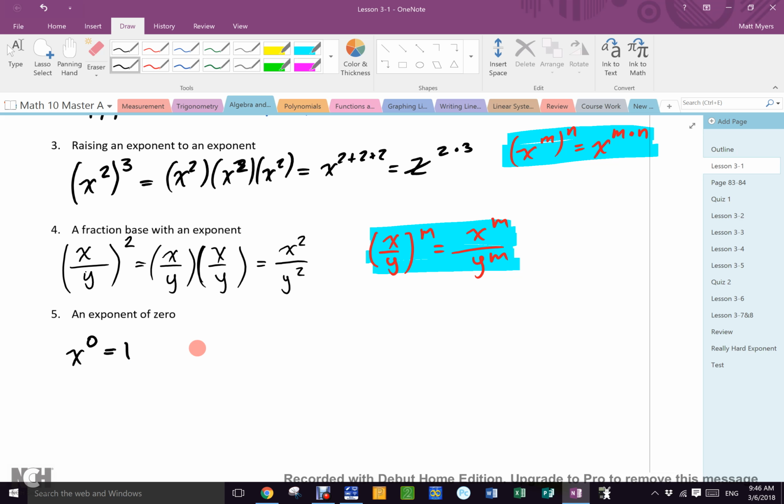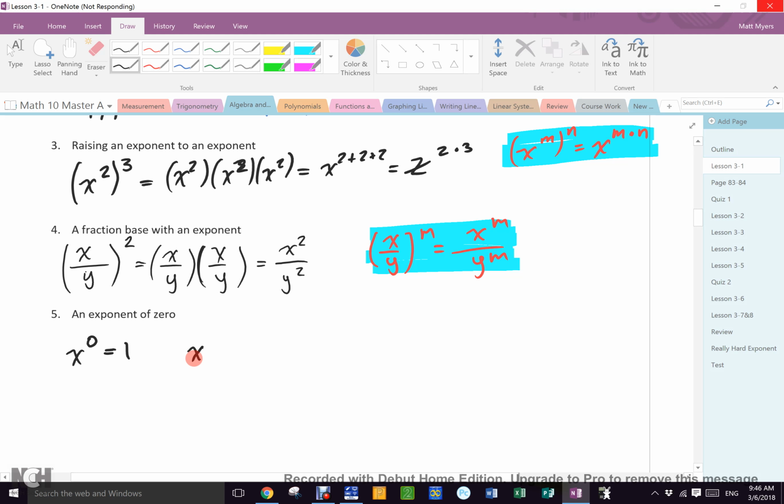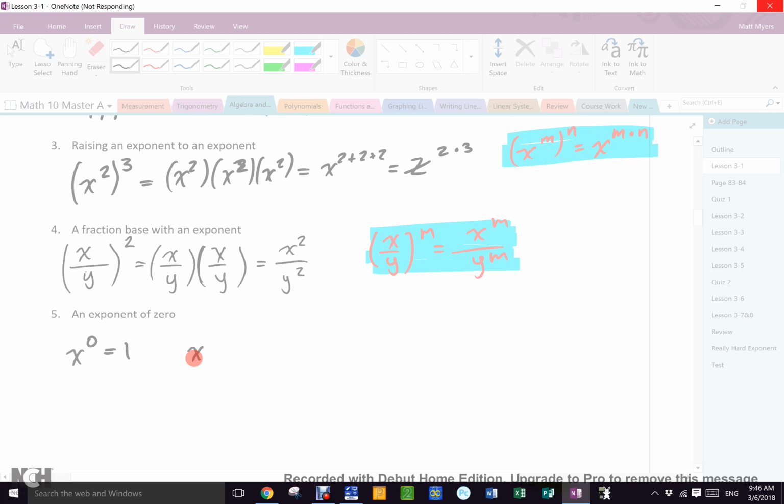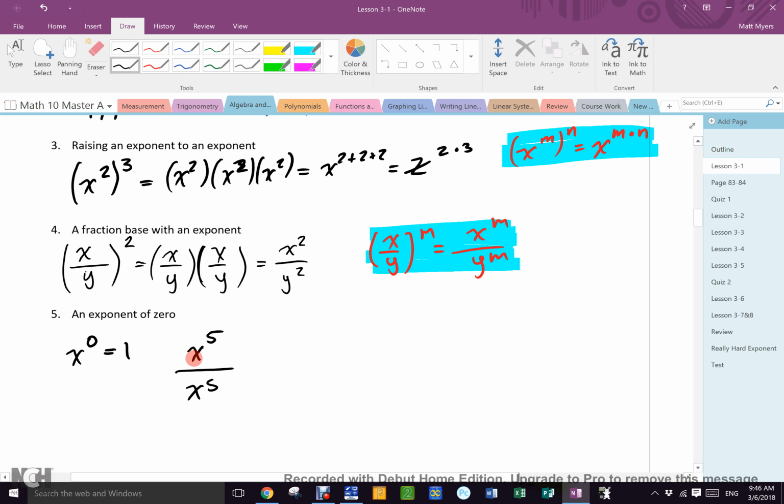What if I told you I had x to the 5th over x to the 5th? What math is that when it shows up? It's x to the 5th over x to the 5th. What math is that? Division. Excellent. What do we do when we divide? Subtract. So this would be x to the 5 minus 5, yes? Which would be x to the 0, yes?